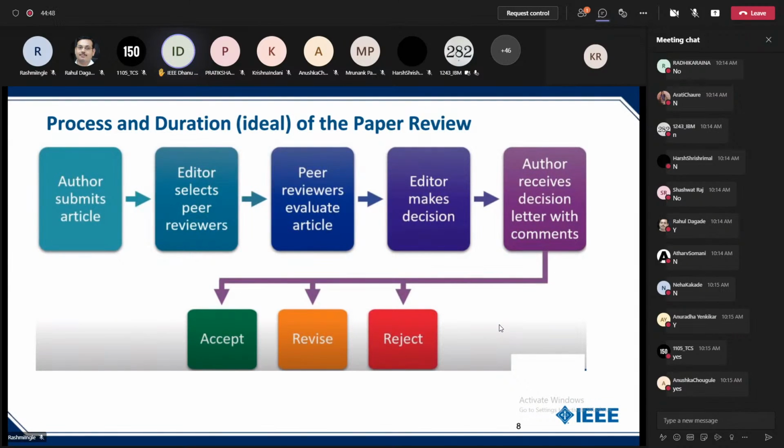Yes, the article does not meet the requirements. The article is not good for publishing, or may not be that qualitative. There may be many reasons as well, which will be communicated to the author. So this process actually takes 3 months, maximum 3 months, I would say. Sometimes it's 1.5 months, 2 months, but maximum 3.